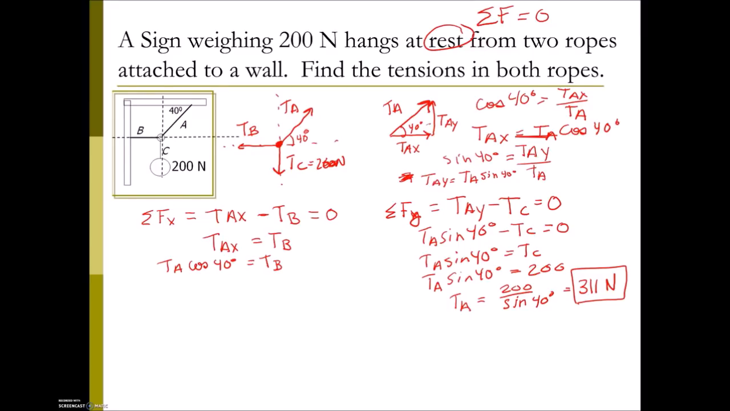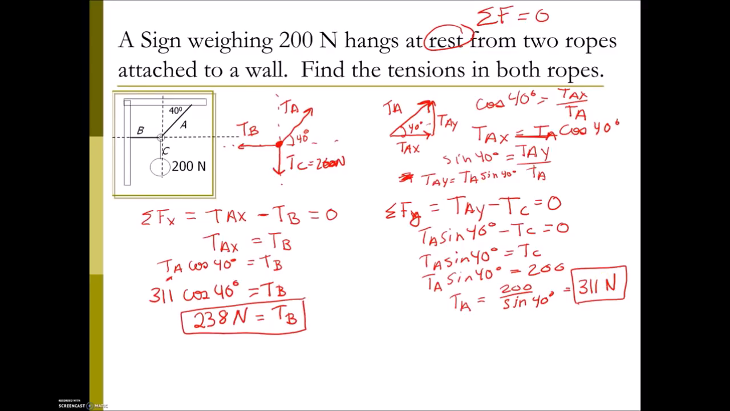Right, if we go over to our x equation here, we can put in 311 for TA, that's what TA is, times the cosine of 40 degrees. That's equal to TB. So let's plug that into our calculator again. Make sure you're working in degrees and not radians. Take 311, multiply that by the cosine of 40. What'd you get? You should get 238. And this is newtons. Let's keep our units together. There's our TB.